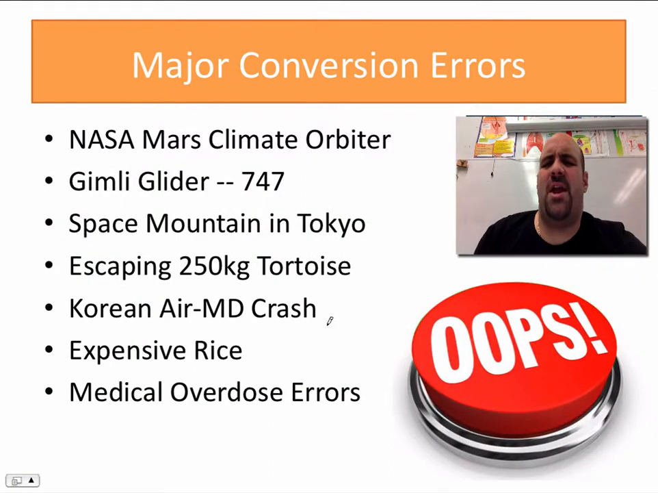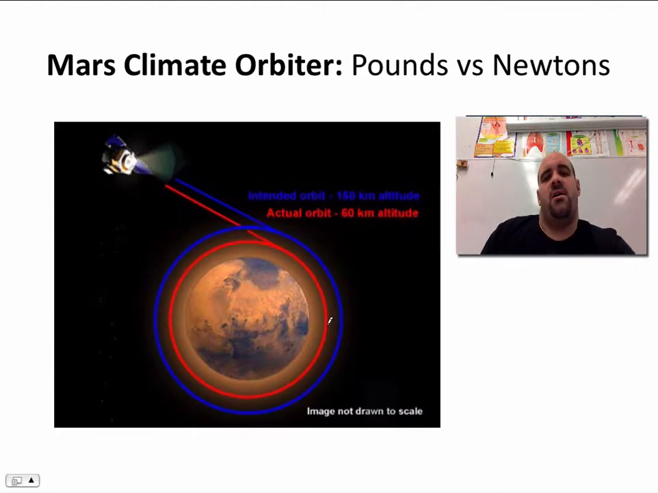And let's look at some major conversion errors that have resulted throughout history from improper use of units. We're going to look at the NASA Mars Climate Orbiter, something called the Gimli Glider, a roller coaster ride in Tokyo that shut down, a giant escaping tortoise, a Korean Air crash, some very expensive rice, and medical overdose errors, which are going to be huge in terms of units. So the first thing we want to look at is the Mars Climate Orbiter.